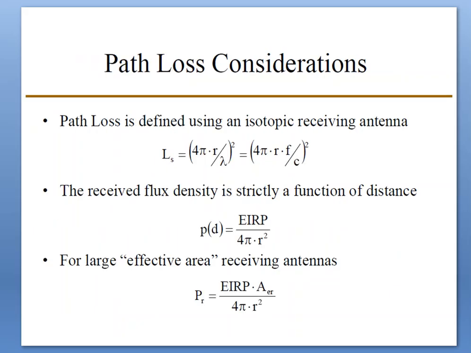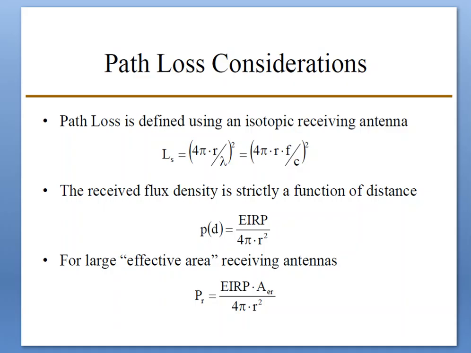Now if you consider the path loss considerations, path loss is defined using the isotropic receiving antenna, that is (4πr/λ)², which is equal to (4πrf/c)². And the received flux density is strictly a function of distance, that is power density is equal to EIRP divided by 4πr².